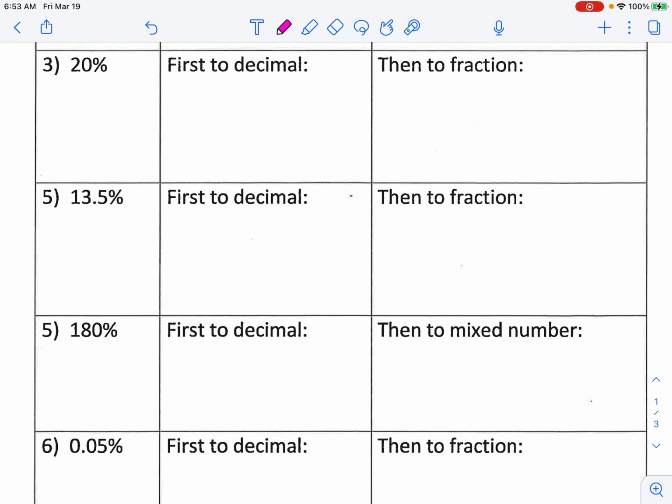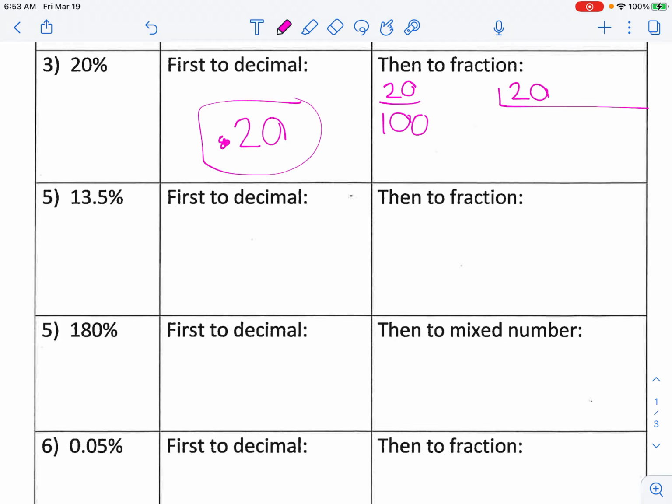20%, again, I'm going to start with my fraction. I know a percent is always out of 100. So that fraction is read 20 hundredths. So I'm going to write my decimal 20 hundredths. Now I'm going to come over here and make a division ladder. I know that numbers ending with zeros can always be divided by 10. So 20 divided by 10 is 2. 100 divided by 10 is 10.